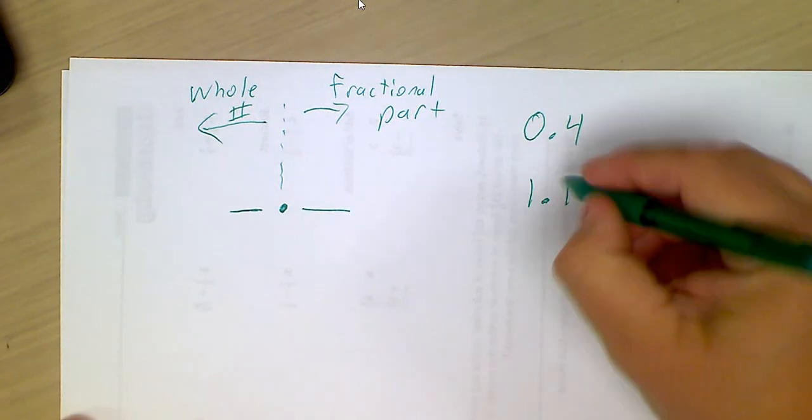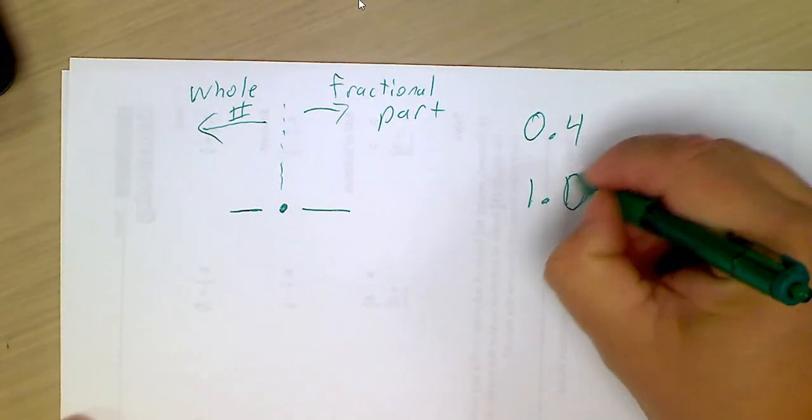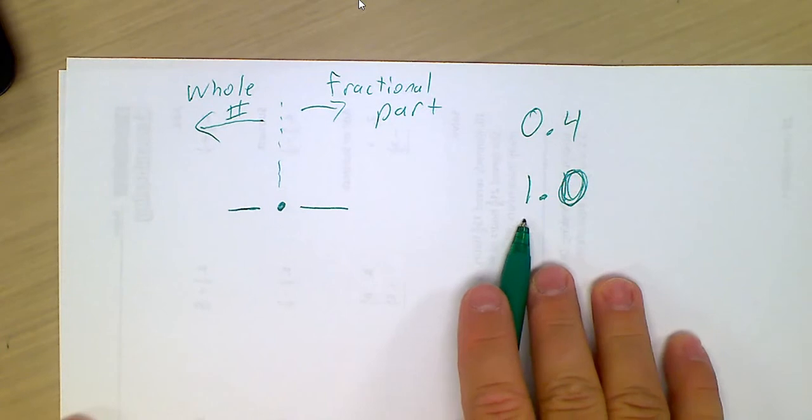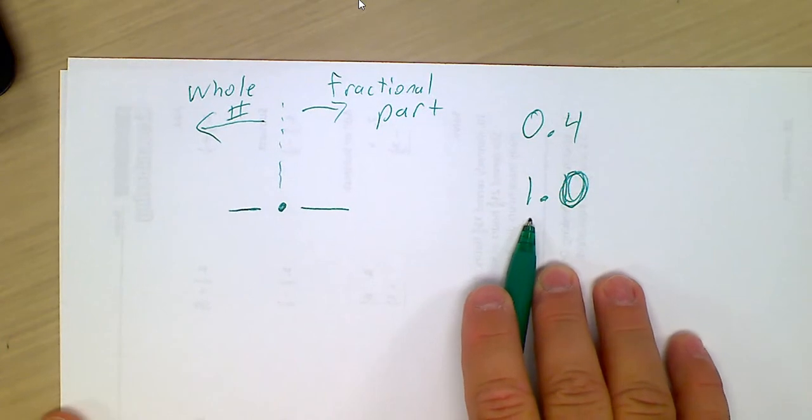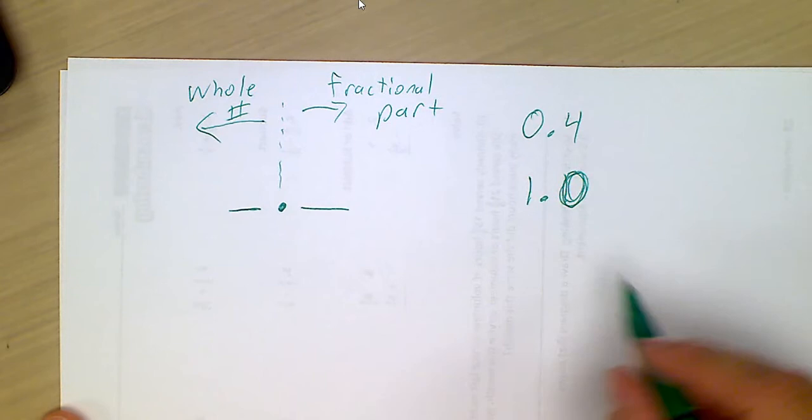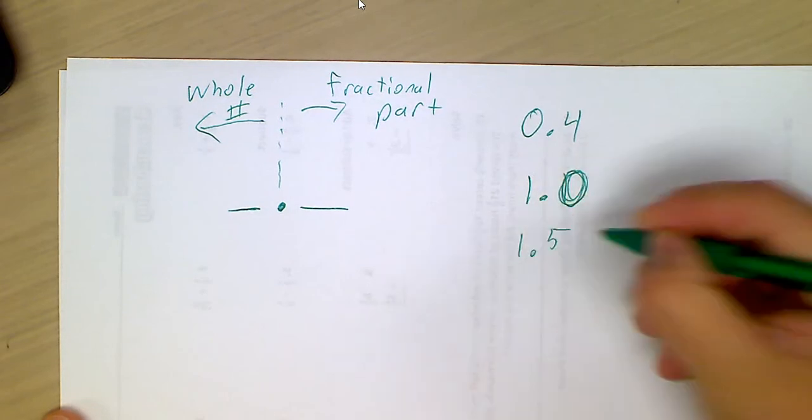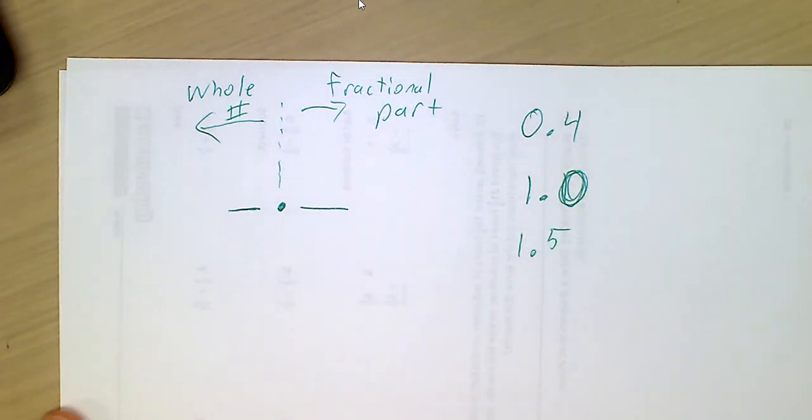One whole would be 1.0. Whoops, that's not a zero. One whole would be 1.0. So if I had 1.0 pizzas, that's one pizza. If I had 1.5 pizzas, how much pizza is that? One and a half. 1.5 pizzas.